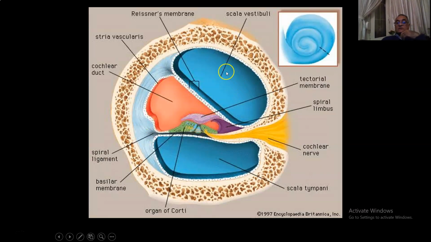Another view: scala vestibuli, scala tympani, scala media, or the cochlear duct. The organ for hearing is the organ of Corti, resting on a basilar membrane, separating the scala tympani from the scala media or the cochlear duct, and it also has an upper membrane, which is the tectorial membrane, receiving the cilia of the hair cells.